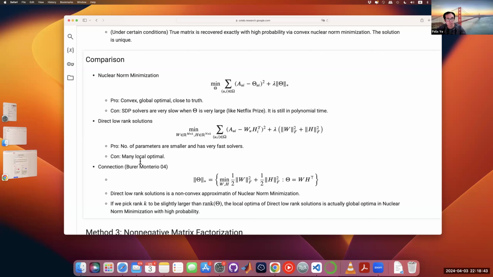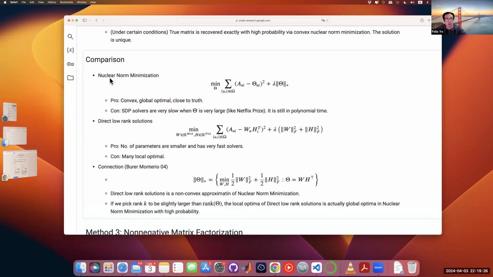However, the problem is we might have multiple local optima. So solving this low rank problem is in general non-convex. If it is non-convex, that means it highly depends on the initial conditions of your W and H. If your initial condition of W and H is close enough, then you can find the solutions that you need. But if it is farther away, it might be trapped in some other local minimums.